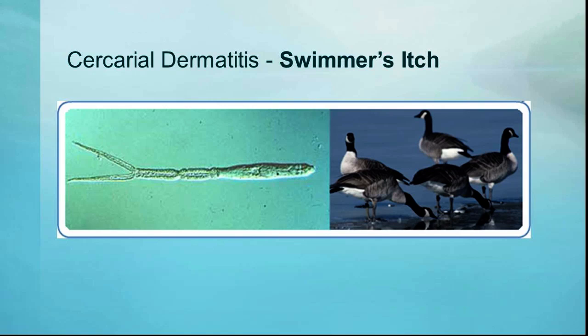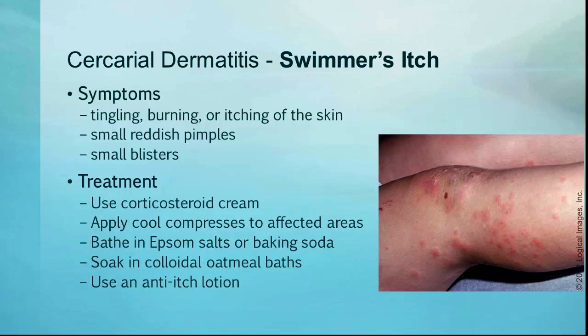So this is the schistosome, the parasite that's injecting and causing the rash, and it has a fork shape in the back. The symptoms are tingling, burning, and itching of the skin, and you can also get small blisters. The treatment is usually corticosteroid cream and anti-itch lotion, and bathing in Epsom salts, and other things.